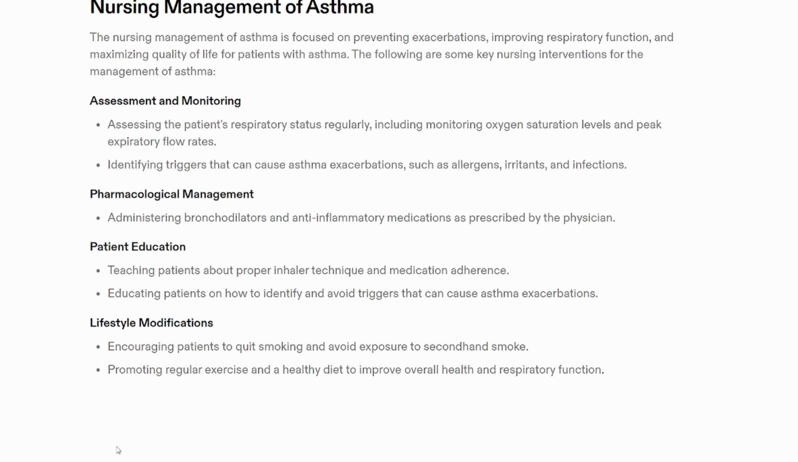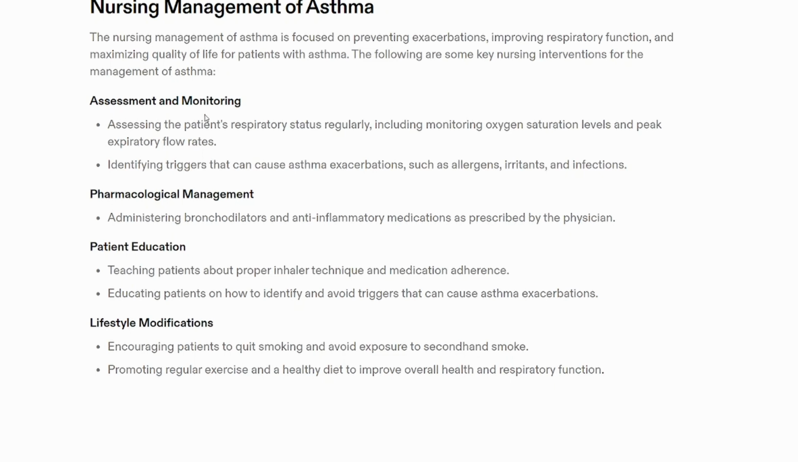Nursing management of asthma. Here we need to mainly focus on how we can prevent the exacerbation, how we can improve the lung function or respiratory function, and how we can improve the quality of life by providing complete care to the patients. Mainly, the steps involve assessment and monitoring, pharmacological management, patient education, and lifestyle modification.